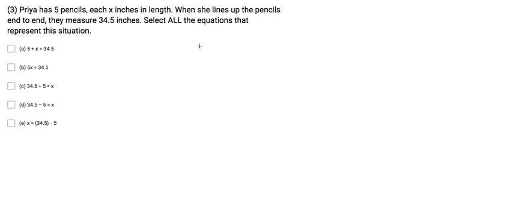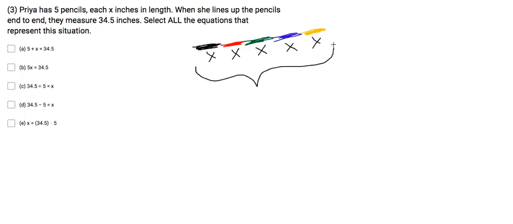So we can start this off by making a little drawing here. If we have pencils here, they're x in length, we have 5 of them. So we'll switch off colors here. And when we lay them end to end, they equal 34.5 inches. So each of these is x long, and the total from end to end is 34.5.